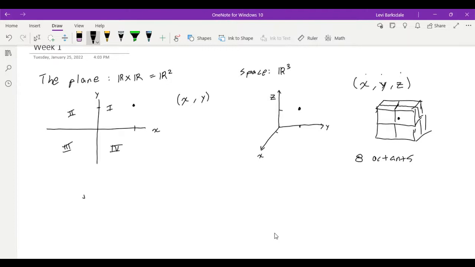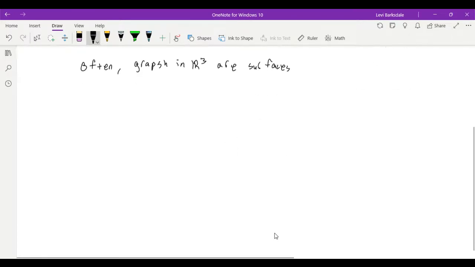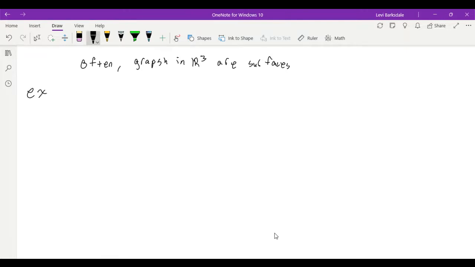Now, often, when we graph something in the plane, it comes out as a line. But often, when we graph things in 3D, they come out as surfaces. So let's go ahead and do a quick little example of this. And again, we'll use just a really basic example.